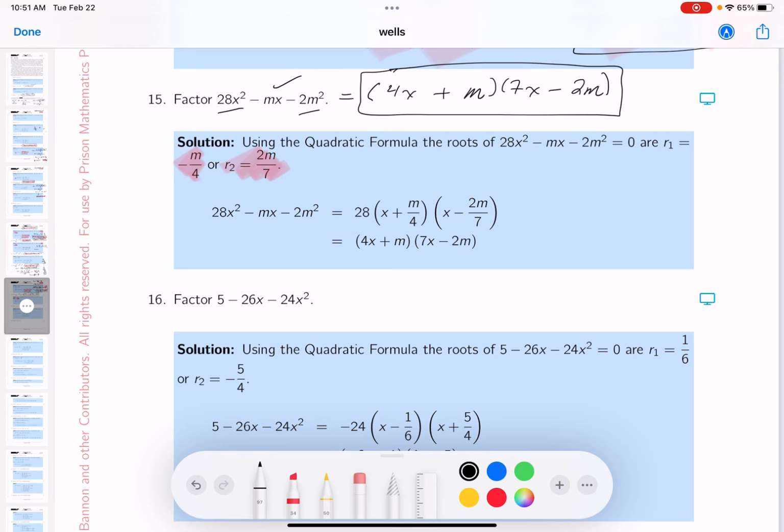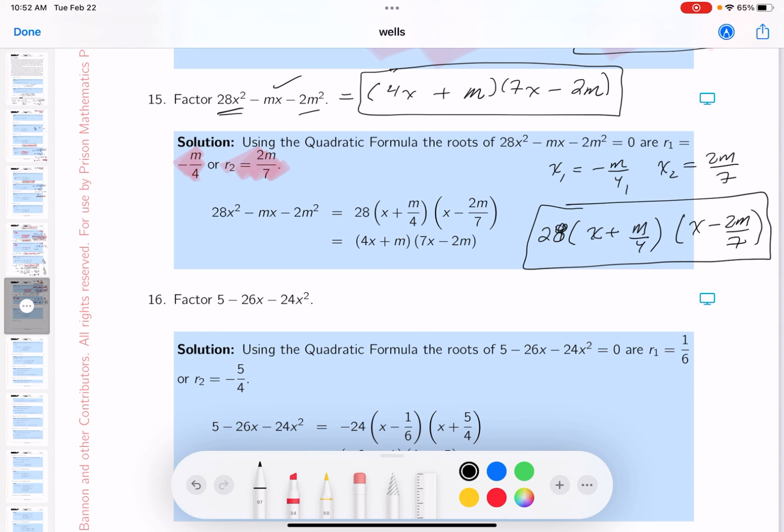So what I'm going to do is say x1 is minus m over 4, and x2 is going to be 2m over 7. If you know the roots, you know the factors. And the factors are going to be x plus m over 4, and the other one's going to be x minus 2m over 7. But I need to get that leading coefficient of 28, so I can put a 28 in front. Whoops, not 24, 28. This is a fine answer.